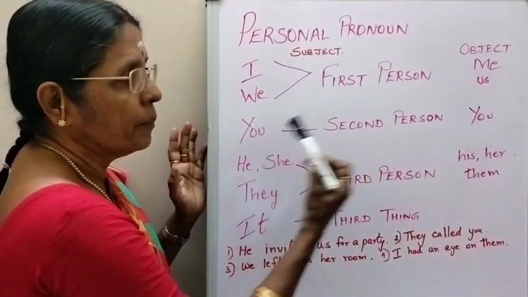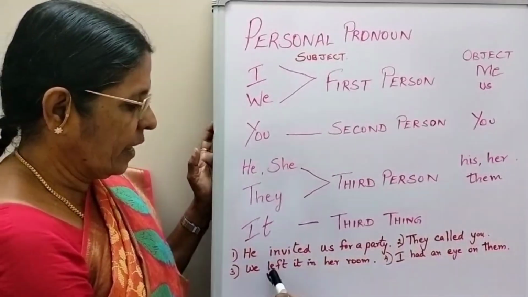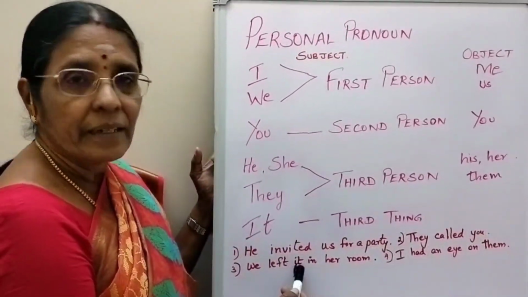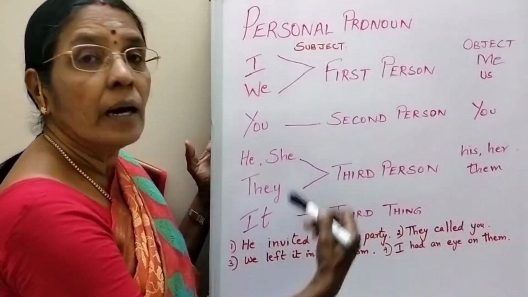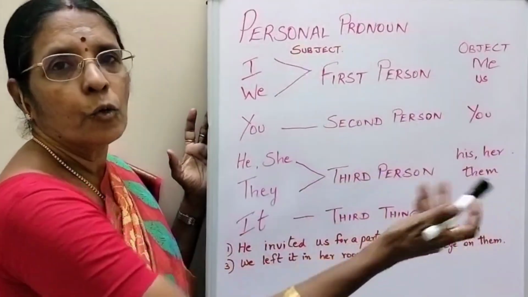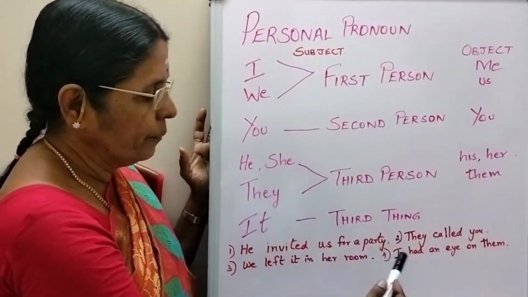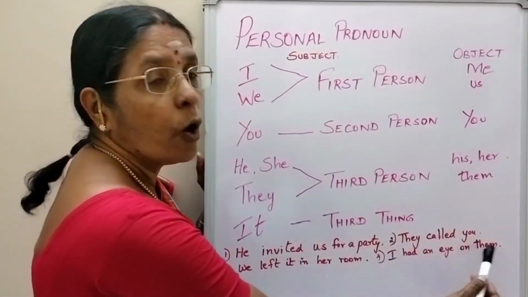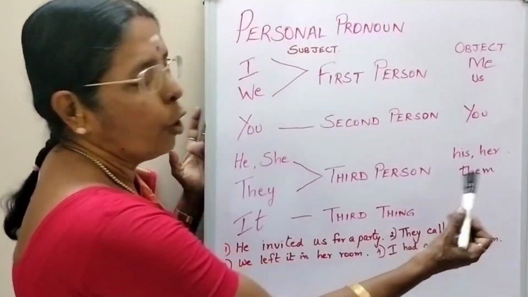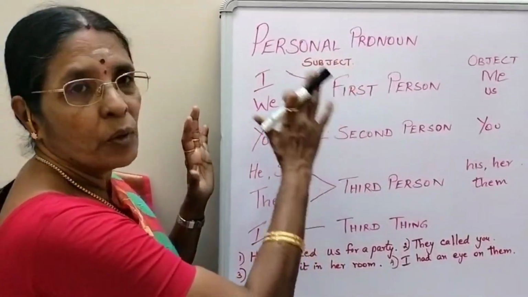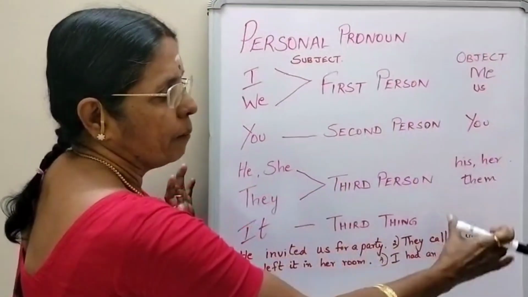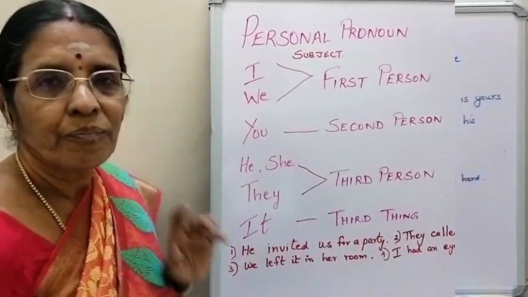You will come as subject and object. We left it in her room. We has come as a subject. It, an object. In her room. This is, we left it. Right? Where? In her room. Indirect object, her. Right? Then I had an eye on them. I has come as a subject and them has come as an object. So keep in mind, personal pronouns talk about all this. This set will come as subject and this will come as object in a sentence.